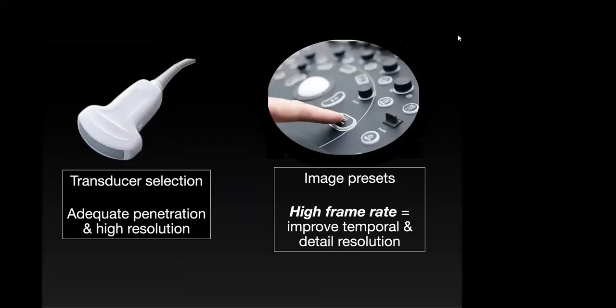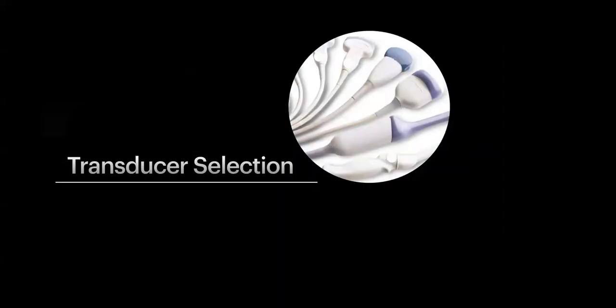Image optimization is dependent on the transducer selection. You want to choose a transducer that provides adequate penetration as well as high resolution, as well as image presets. It's really important to achieve a high frame rate as this will improve both your temporal and detail resolution. Overall, these two factors, transducer selection and your image presets, require a fine balance, and this is what helps produce your high quality image.